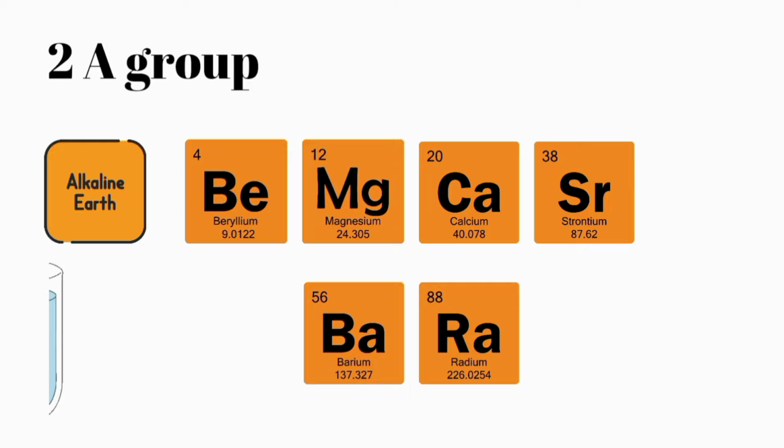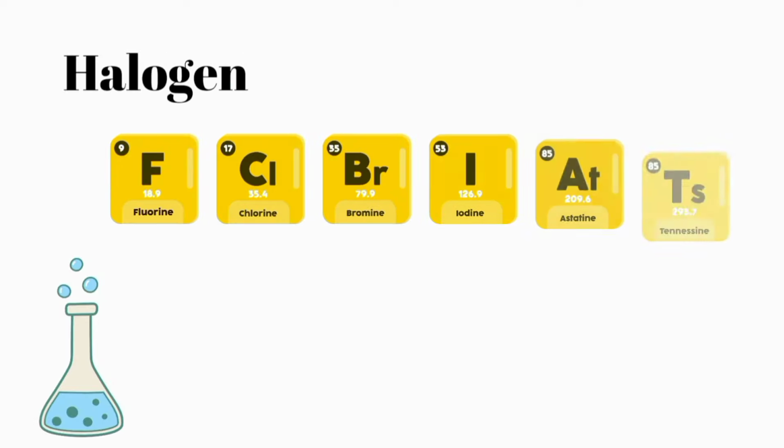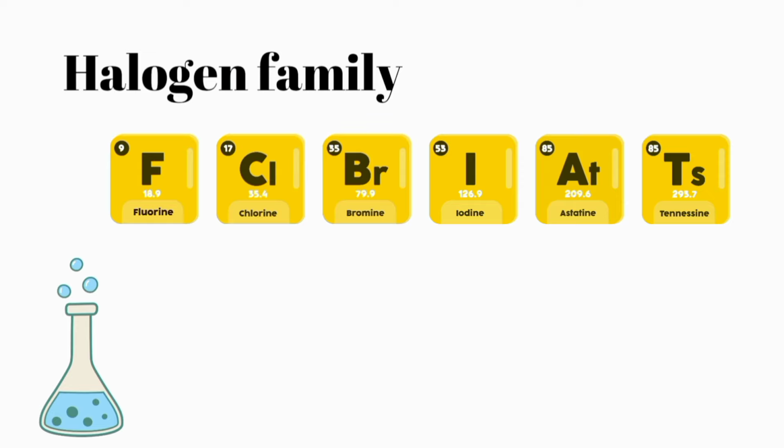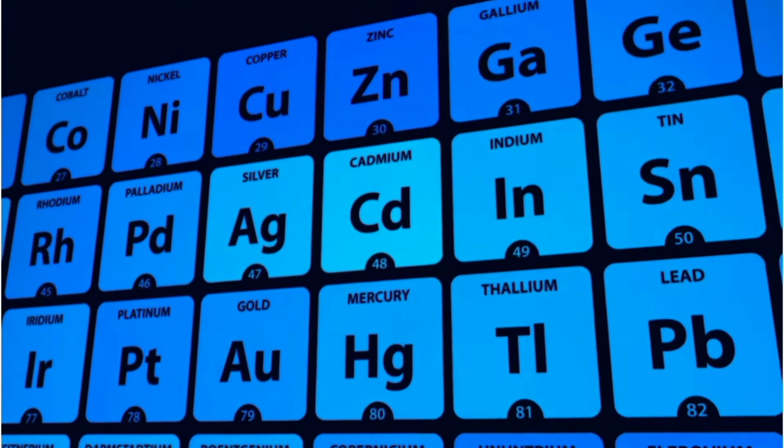3. Valence electrons for main group elements. For main group elements, S and P blocks, the number of valence electrons is equal to the group number. 4. Valence electrons for transition metals. For transition metals, D block, the number of valence electrons is typically 2, for the S electrons, but can vary depending on the specific element.